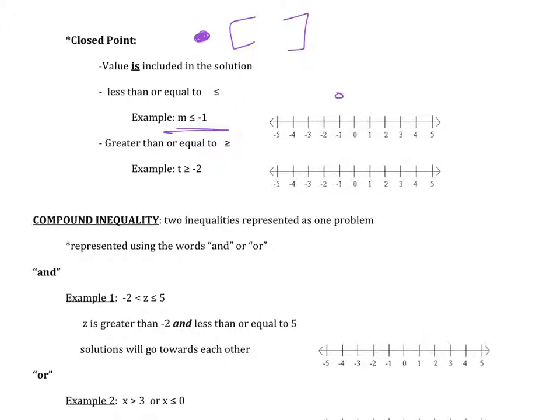So we have an example that m is less than or equal to negative 1. We are going to have a closed point now at negative 1. And since m is less than or equal to, everything smaller to the left would be included. For greater than or equal to, t is greater than or equal to negative 2. We'll have a closed point at negative 2, and since t is greater than or equal to, our arrow is going to go to the right.